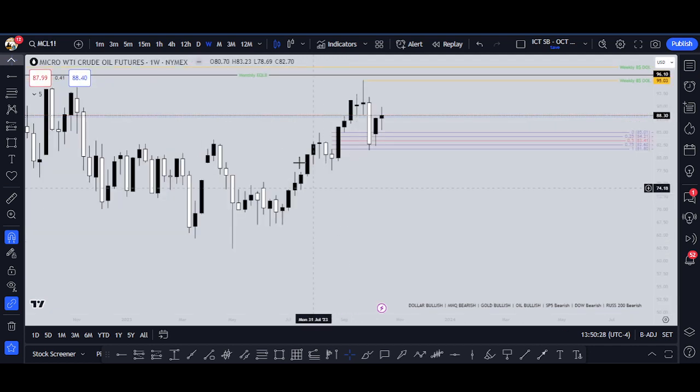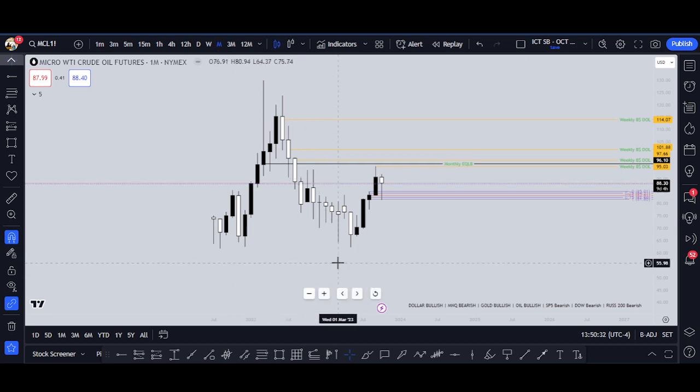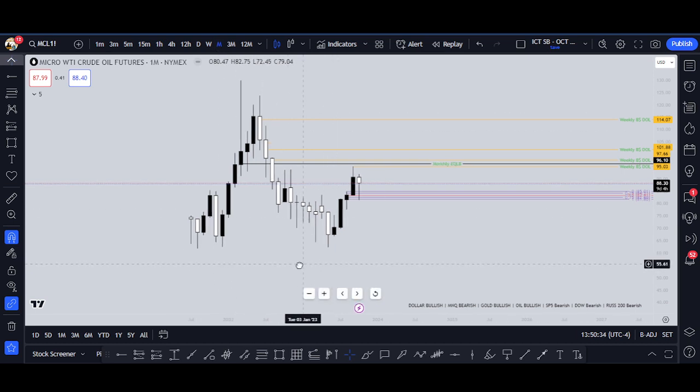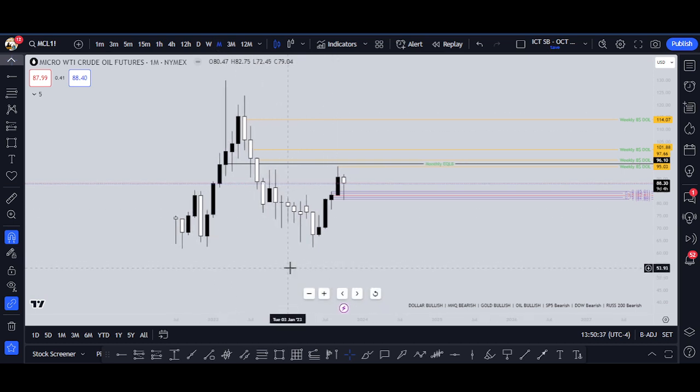Take a look at oil. It doesn't take that long, guys, once you develop your eye, and it doesn't mean that you're going to be right 100% of the time, but we are in between this high and this low on the monthly, which gives us an equilibrium at 96.10.